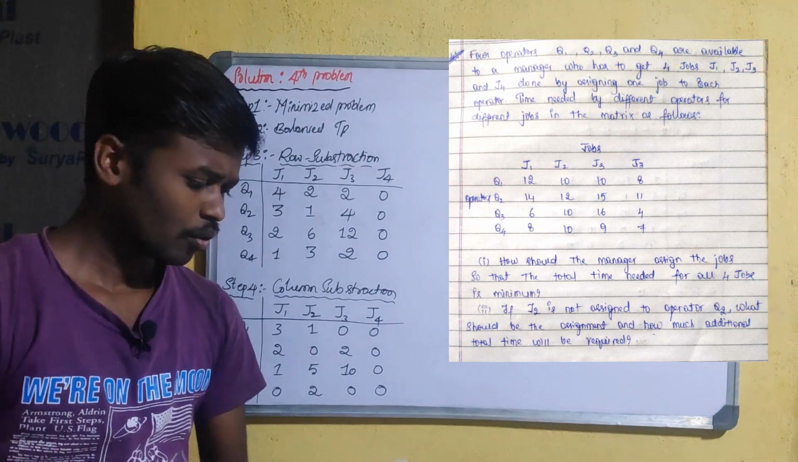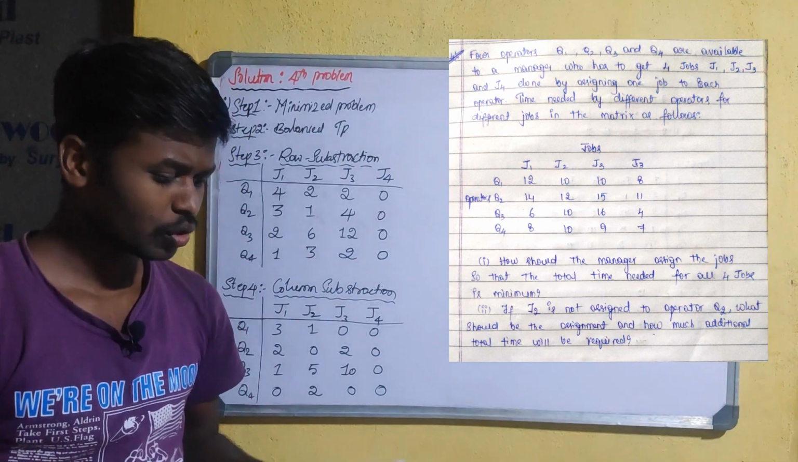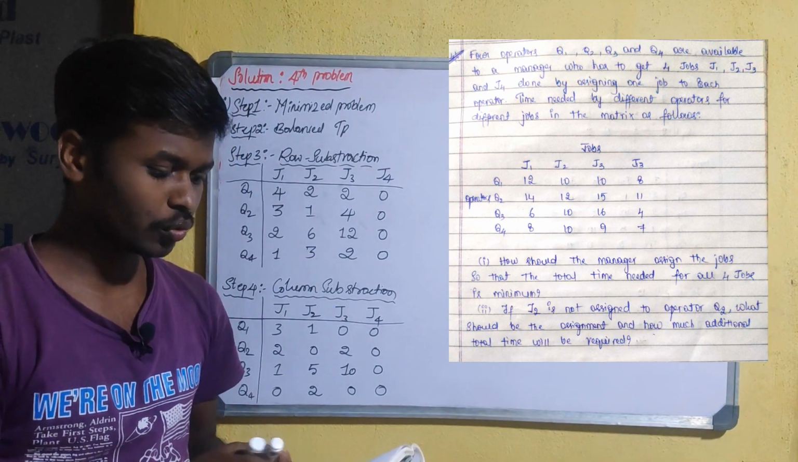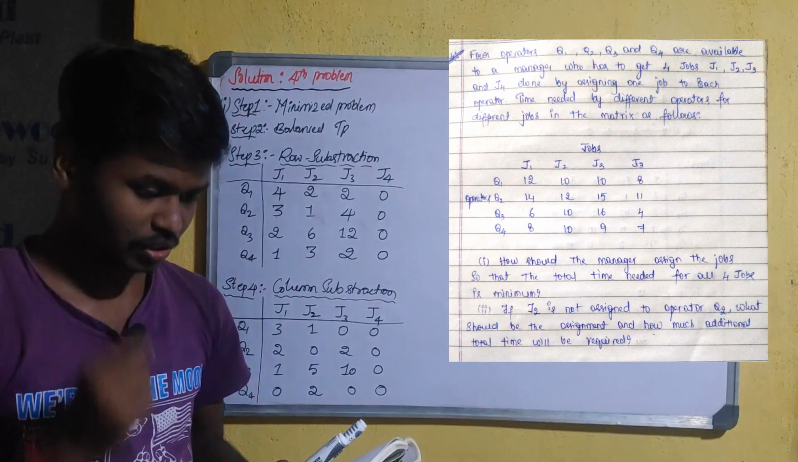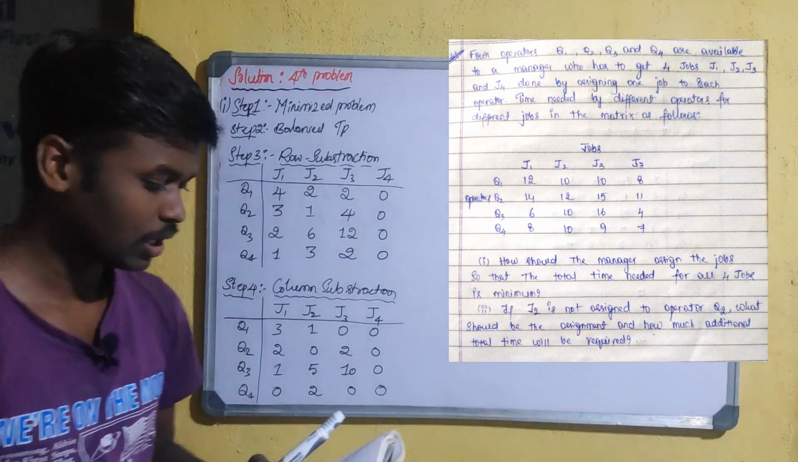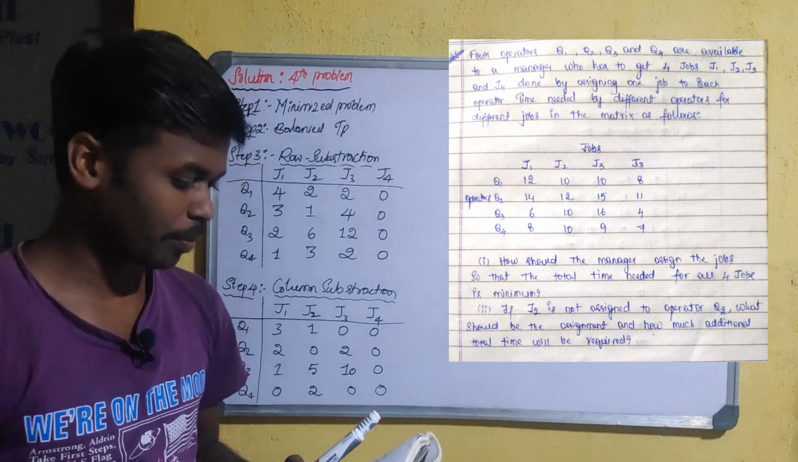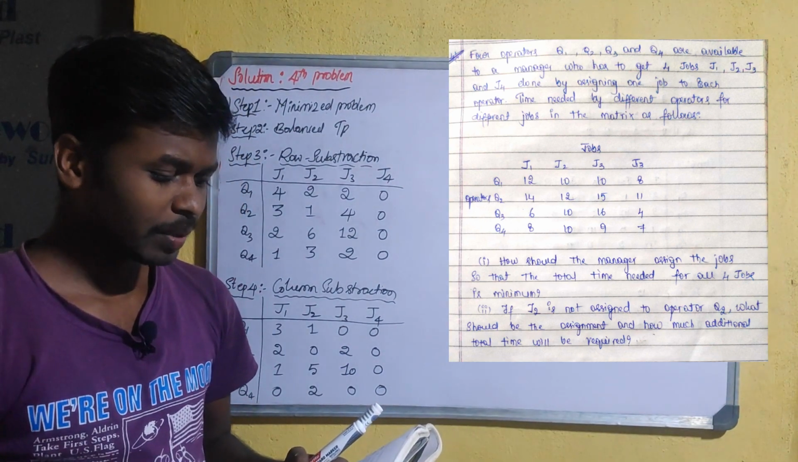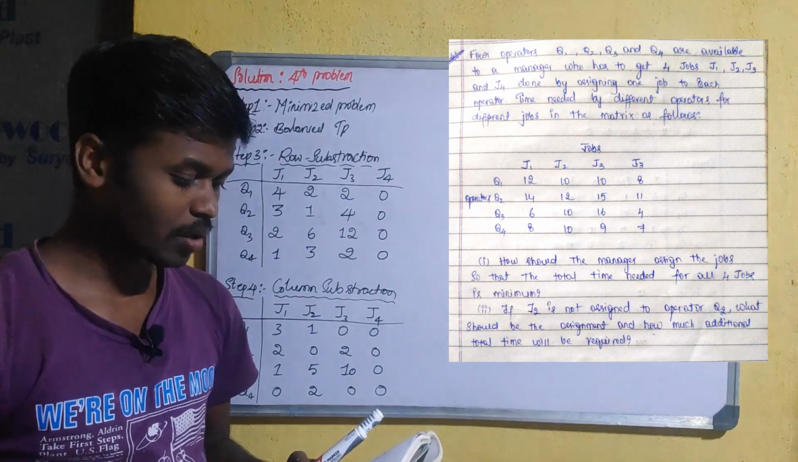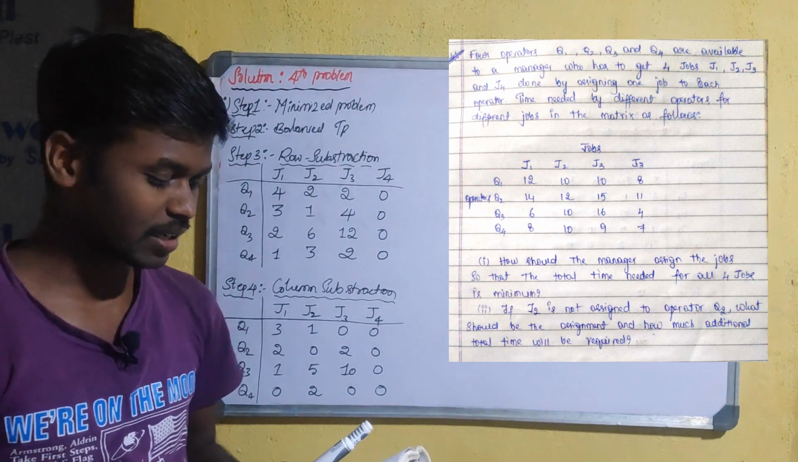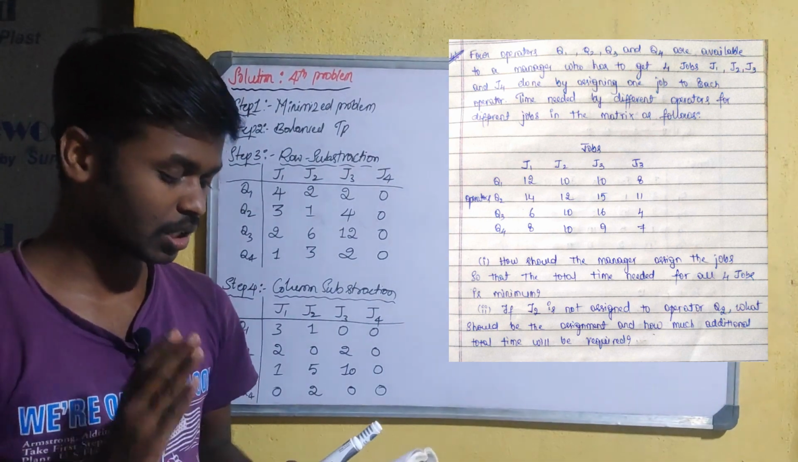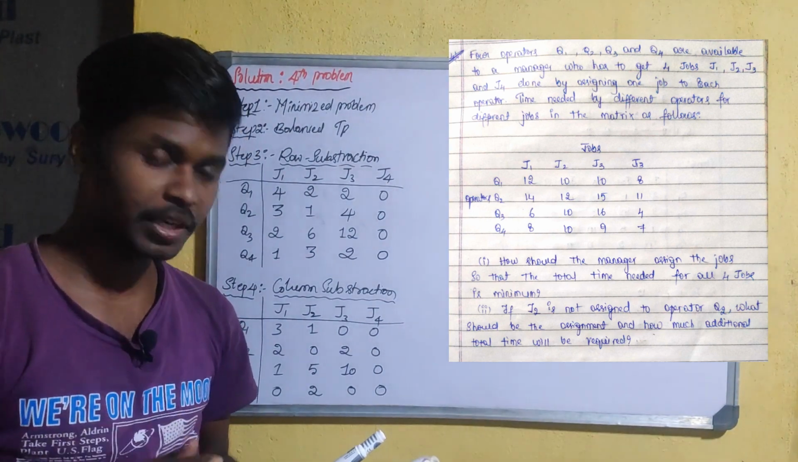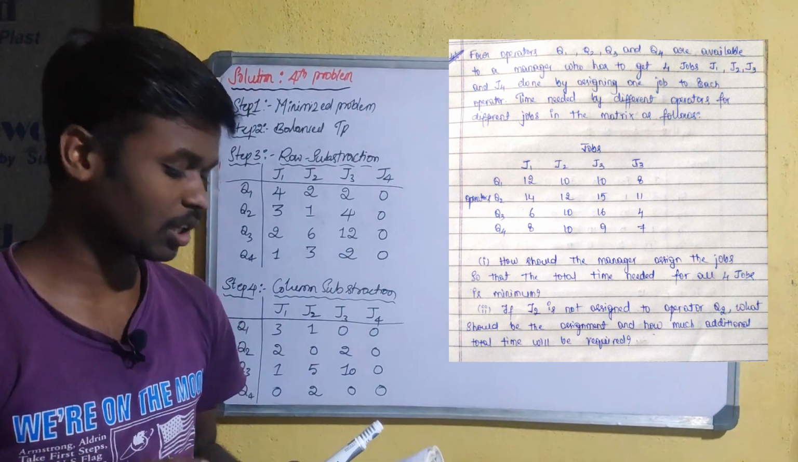Four operators Q1, Q2, Q3 and Q4 are available to a manager who has to get four jobs J1, J2, J3 and J4 done by assigning one job to each operator. The time needed by the different operators for different jobs is given in the matrix as follows. In the matrix they have given the number of jobs and the number of operators. The objective is to allocate the operators to the respective jobs.